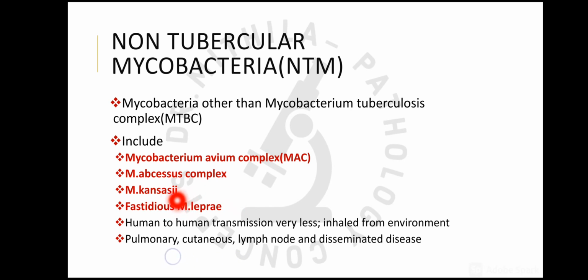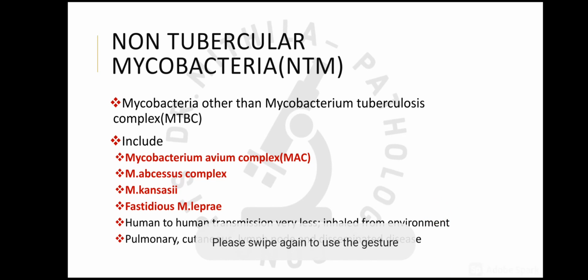Then human to human transmission is very rare in non-tubercular mycobacteria, and it is generally present in the environment, and it is the humans, they get it from the environment. The pulmonary, cutaneous forms, and lymph node disease is seen in atypical mycobacteria, and sometimes disseminated disease can also be seen in immunocompromised individuals.